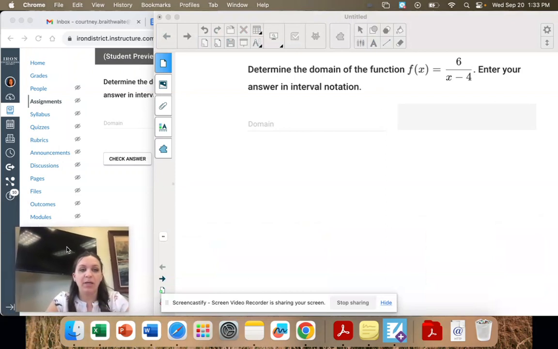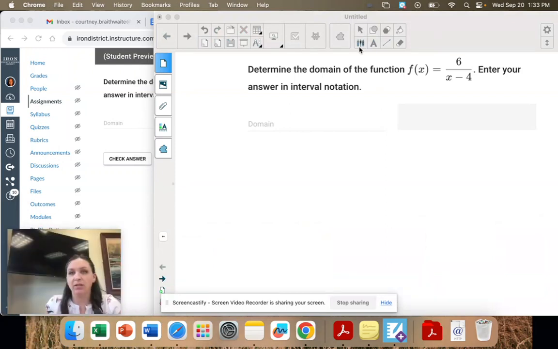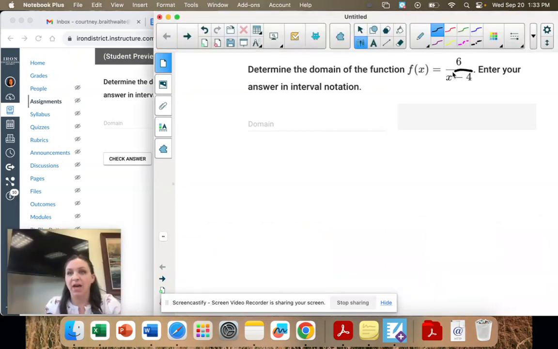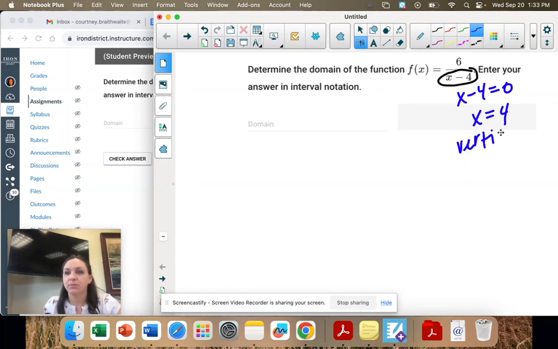we look at the denominator, and what value is going to make this undefined? So take x minus 4 equal to 0 at x equals 4. There's a vertical asymptote. So that means that the graph can equal everything except 4.